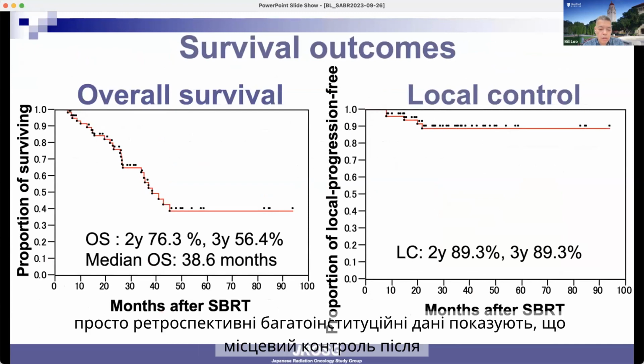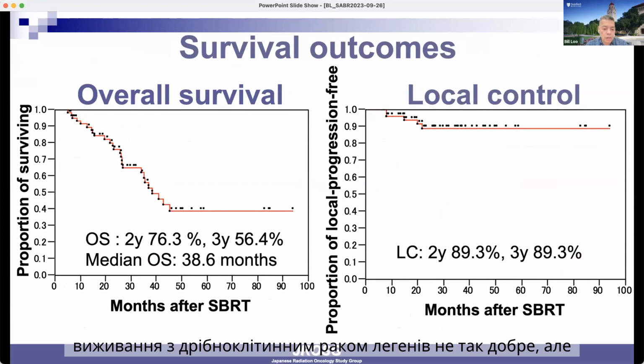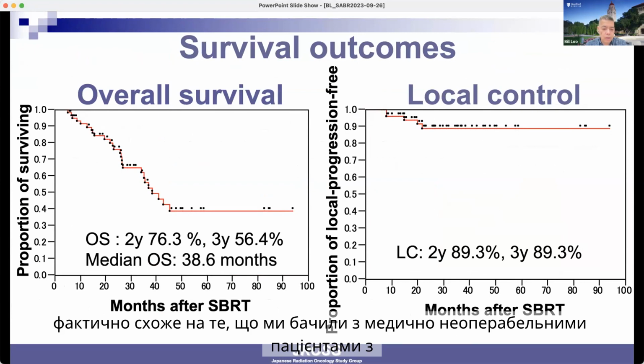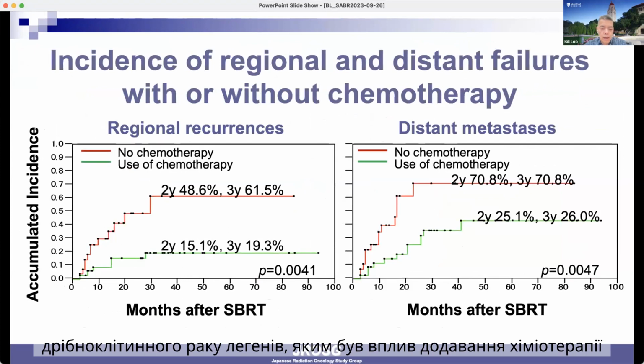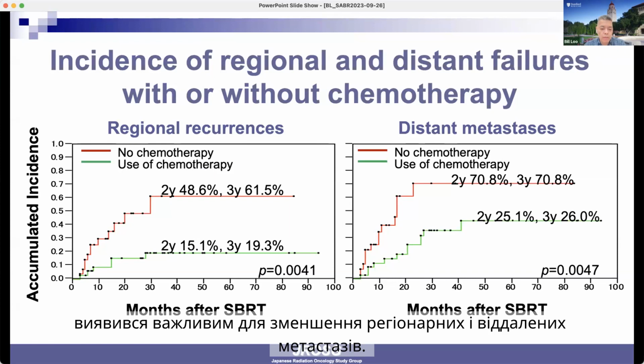Again, this is just retrospective multi-institutional data showing that the local control after SABR for small cell lung cancer is very high, in the 90% range. Overall survival with small cell lung cancer is not as good, but actually similar to what we saw with the medically inoperable patients with non-small cell lung cancer. The impact of adding chemotherapy appeared to be important for reducing regional and distant metastases.